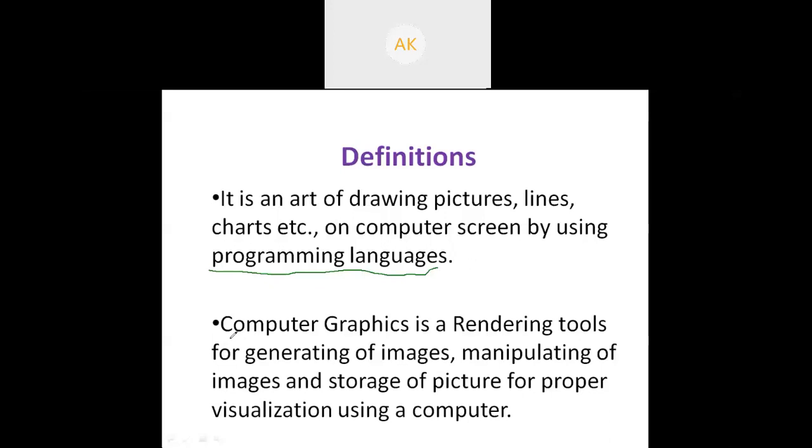Another definition of computer graphics: computer graphics is a set of rendering tools for generating images, manipulating images, and storage of pictures for proper visualization using a computer. Here we are using rendering tools, which provide services for generating images on the computer screen, manipulating these images, and storing pictures for proper visualization. So this is a simple definition.